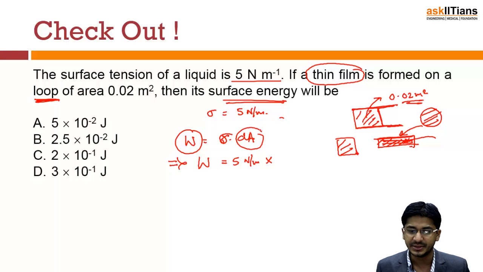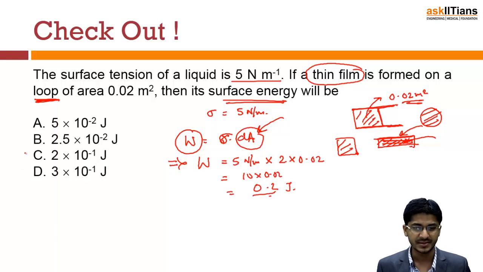So the total area that has been created is twice of 0.02. So the value that we have is 10 into 0.02, that is 0.2 joule. 0.2 joule, if you look for the answer, this is the correct answer. It's 2 into 10 to the power minus 1 joule. Let's see another question.